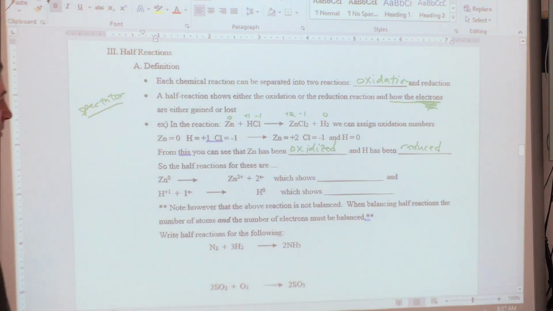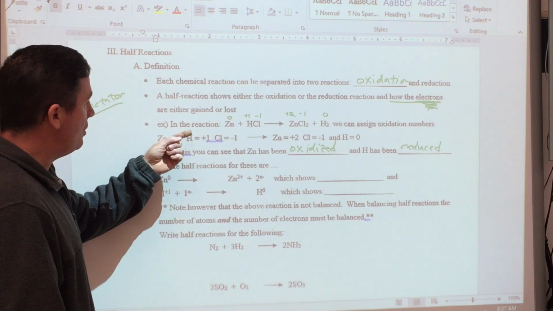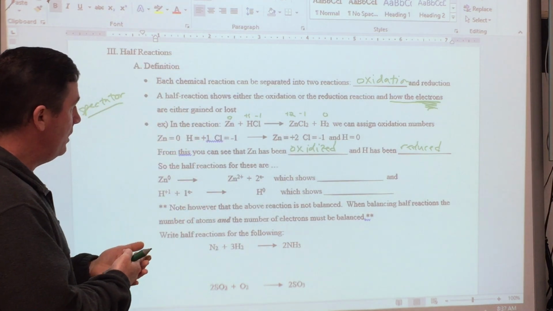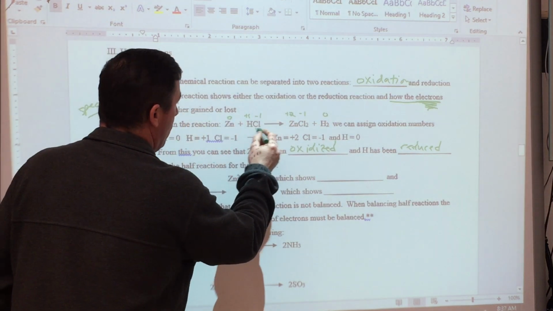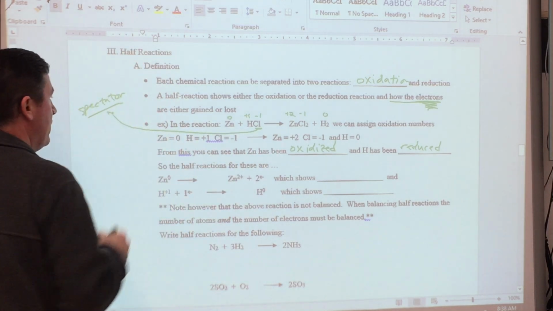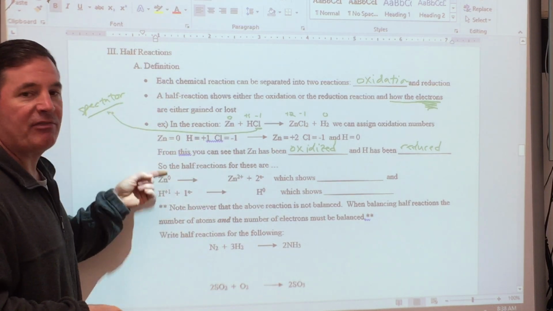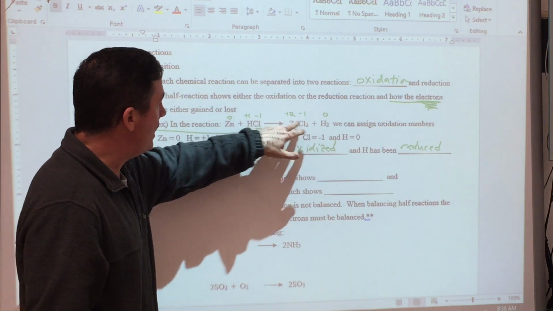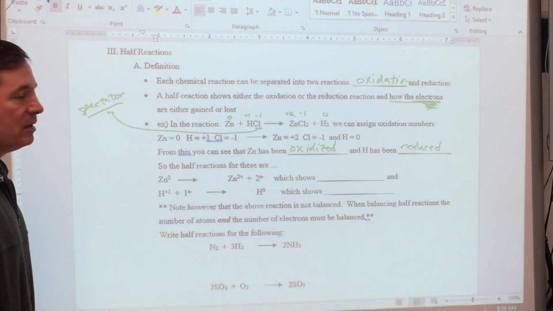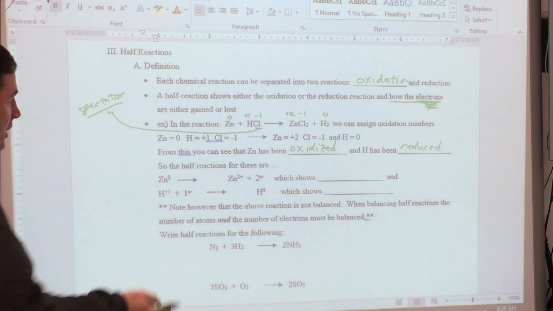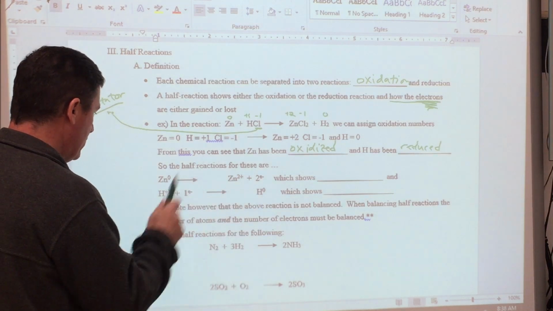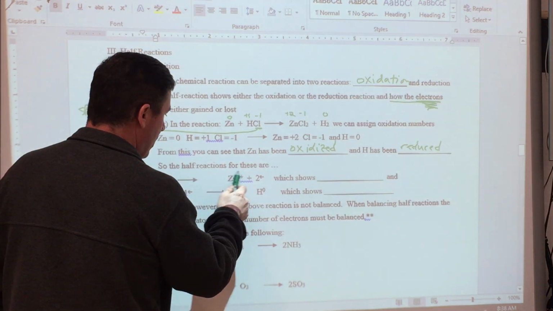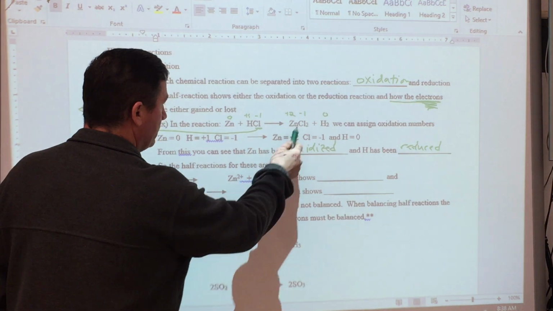So what do I do? Now I can take this whole reaction and split it into 2. As I told you before, this chlorine is a spectator, so I don't have to include it in my half reactions. If you have a species that does not change its oxidation number, you don't have to include it in your half reactions. All right, so let's get down to it. I start with zinc with a 0, and it becomes zinc 2 positive, as I showed here.